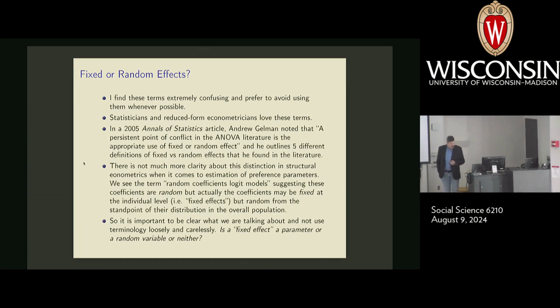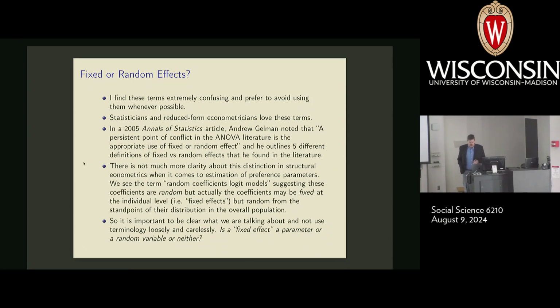So, fixed or random effects. I always find these terms really annoying. I think reduced form econometricians and statisticians just love these terms, but I find them very confusing, because people throw a lot of terms around and you just nod your head, oh yeah, that's a random effect, that's a fixed effect.